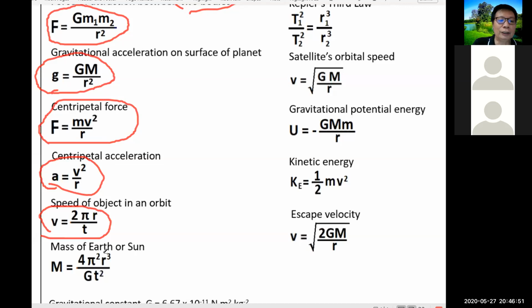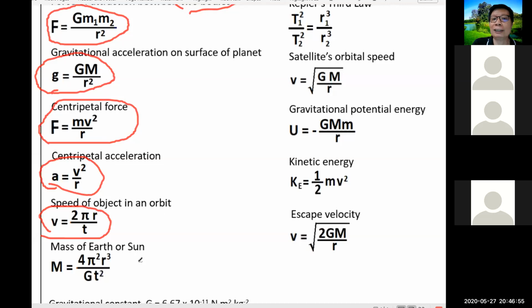Okay, and to find the mass of Earth or the Sun, if you're asked to find the mass, but this question seldom asks you to find the mass. Okay, if they ask you to find the mass of the planet, the mass of the Sun, Earth, right? This is a formula: 4 pi squared r cubed over G, the gravitational constant, and the square of the period T. 4 pi squared r cubed over G T squared.